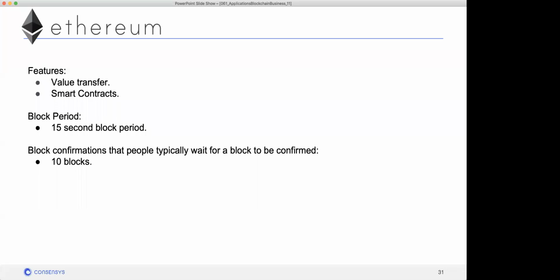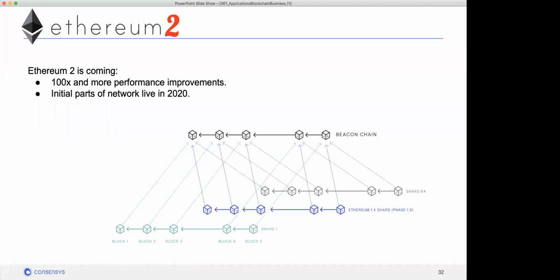And again, it's probabilistic, so it really depends on what the transaction is. If the transaction's just, I want to buy a cup of coffee for $3, $5 or something, then maybe you would only wait 1 block confirmation. Whereas if it's $1 million, then you might want to wait 30 or 40 or 100 block confirmations. It depends on the use case. Ethereum 2 is coming. Ethereum 1 has been around since 2015, and Ethereum 2 is due to go live later this year. The idea of Ethereum 2 is that it's going to give you massive scaling over what's available at the moment, so maybe a 100 times performance improvement.